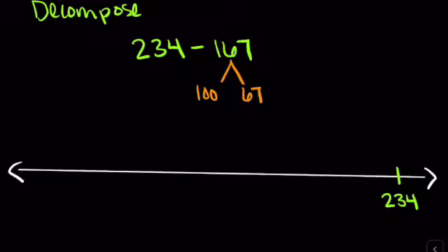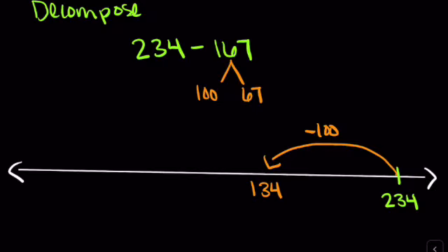So the first amount that I will subtract or take away is going to be 100. 234 minus 100 is 134, and I've taken out 100 already. So now I just need to take out 67, and that's a little tricky with the amounts that I have, and so I'm going to do that in smaller chunks.